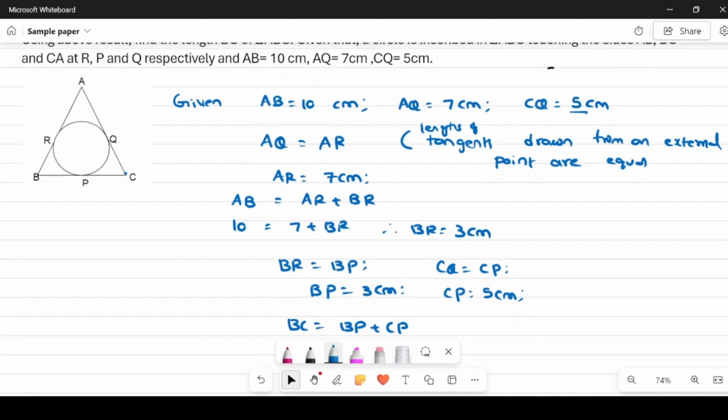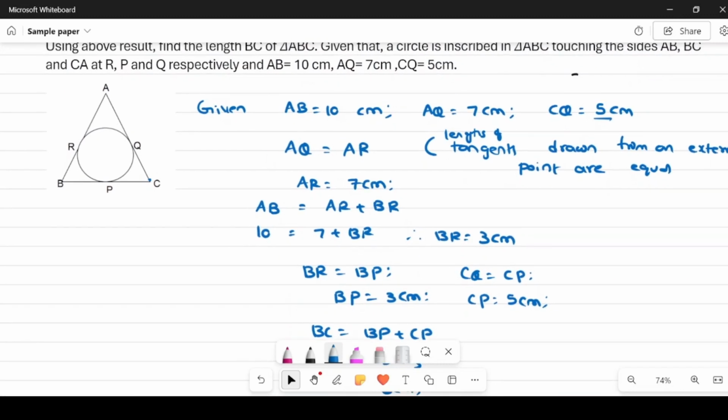So we need to know how to apply the previous result. If you take A as exterior point, AR and AQ are equal. These are the lengths of the tangents drawn from the exterior point. So AQ is equal to AR. AQ value is given as 7 centimeters. So AR is also 7 centimeters. We have total AB. So AB is AR plus BR. So from this we get the value of BR.